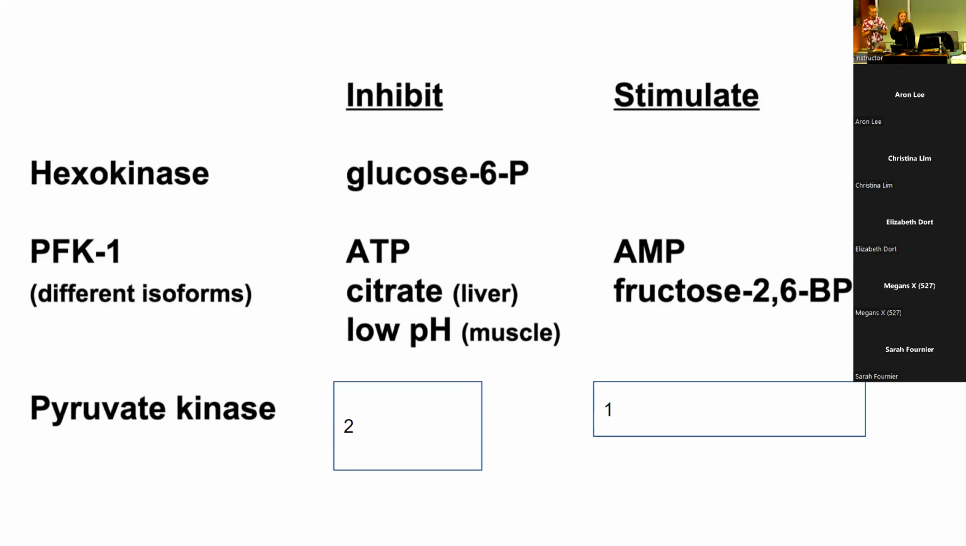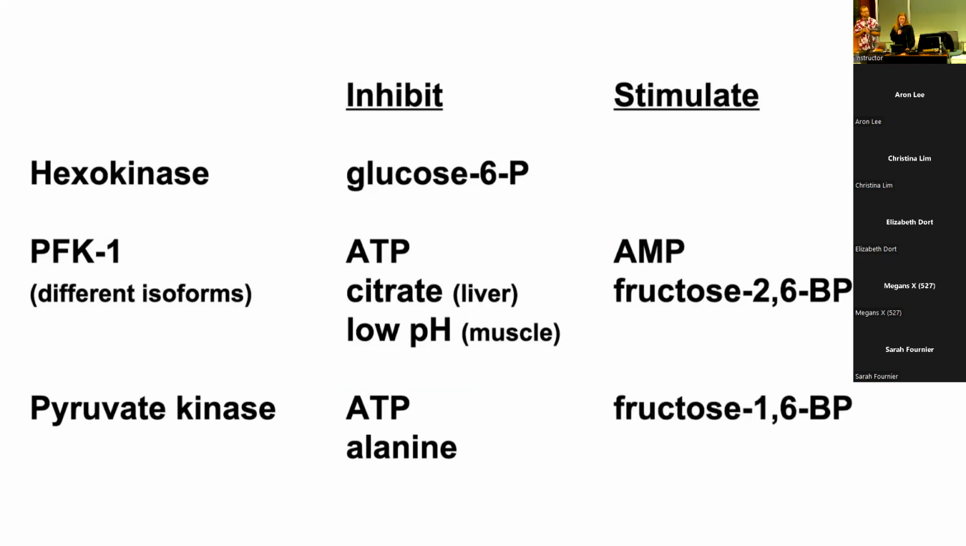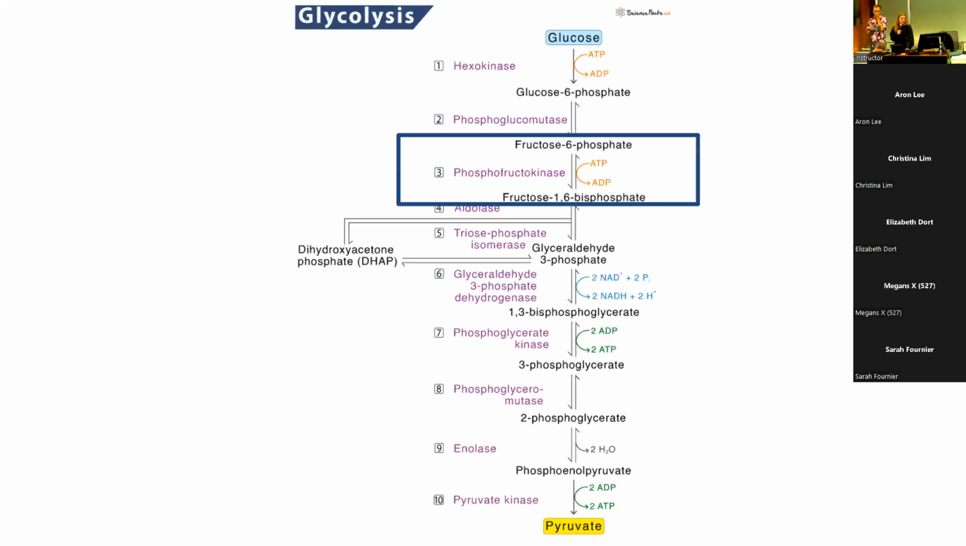And then lastly, pyruvate kinase. What inhibits pyruvate kinase? There's one kind of weird one that's random. Alanine, yeah. And then the other one? ATP. And then what will stimulate pyruvate kinase? Yes. So it's kind of like a feed-forward mechanism. The more fructose 1,6 bisphosphate you have, the more activity of pyruvate kinase you'll have, because you don't want to have a buildup of product again.